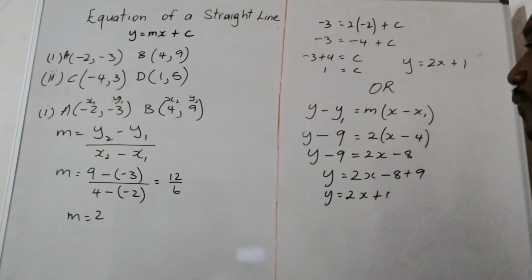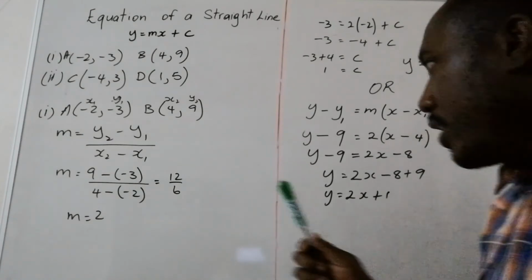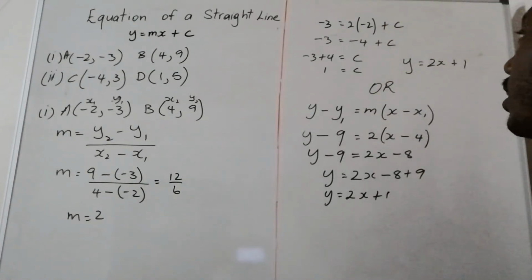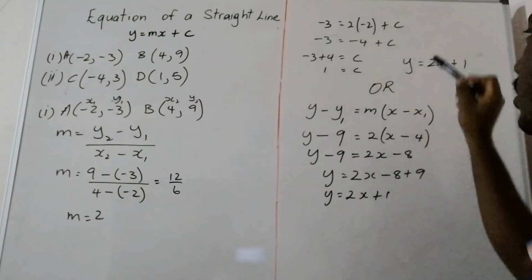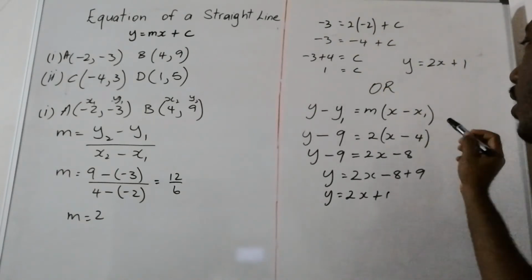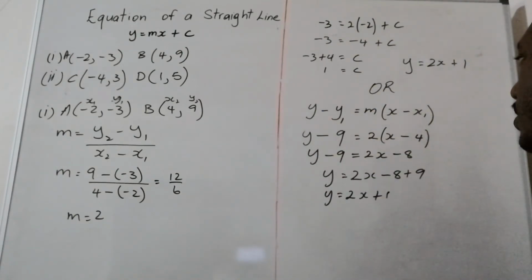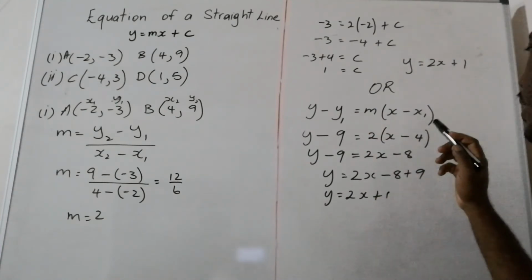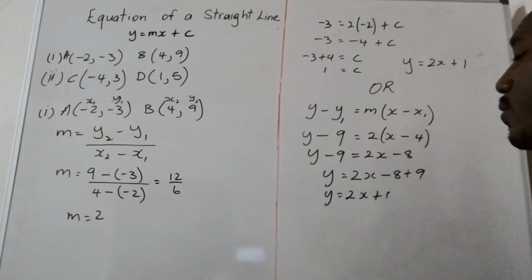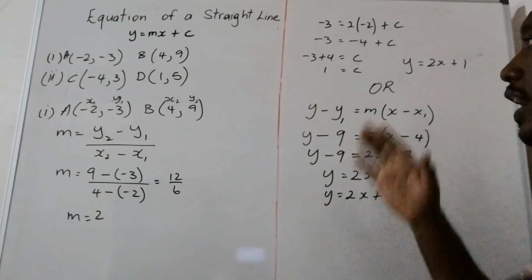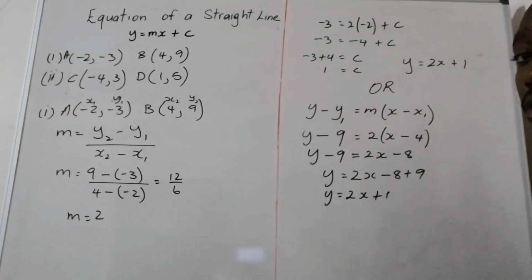So once we know the gradient, we could either use this way in finding the c value, or this way in finding the c value, where we have y minus y1 is equal to m times x minus x1. And either way, we will have the same answer. Now, what you could do is pause the video and try example number 2, choose which way you prefer, and you can do it that way.